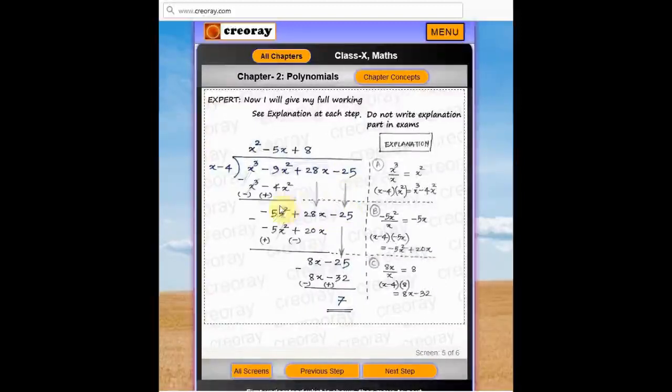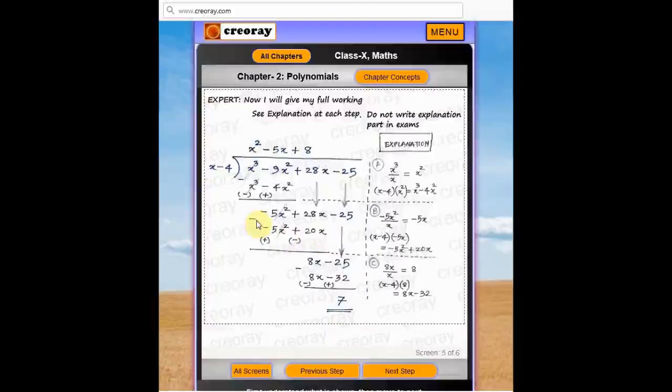Now follow the same procedure. Take this minus 5x squared. What is the first term of this divisor? x. So it is x. Do that division. What do you get? Minus 5x. Transfer this minus 5x to the quotient part. So you have, after x squared, write minus 5x. Now what do you do? Multiply this x minus 4 with this minus 5x. What do you get? Minus 5x squared plus 20x. Write these terms here. Minus 5x squared plus 20x.